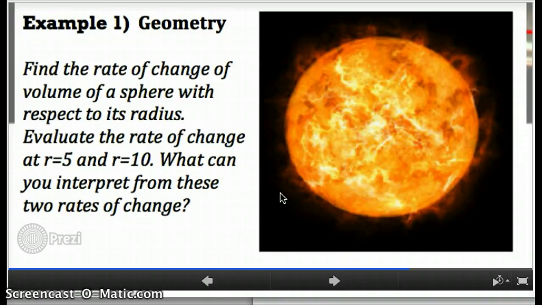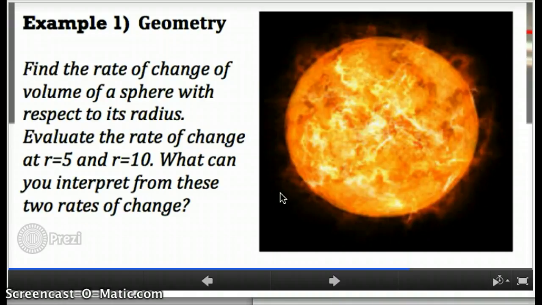For example, the sun is a sphere and it's expanding as the sun gets older. And so scientists who want to study astronomy, or who want to understand what could potentially happen to our solar system in 1 million or 2 million years, are going to want to know how quickly the sun's size is changing and how quickly its radius is changing, what the relationship is there.